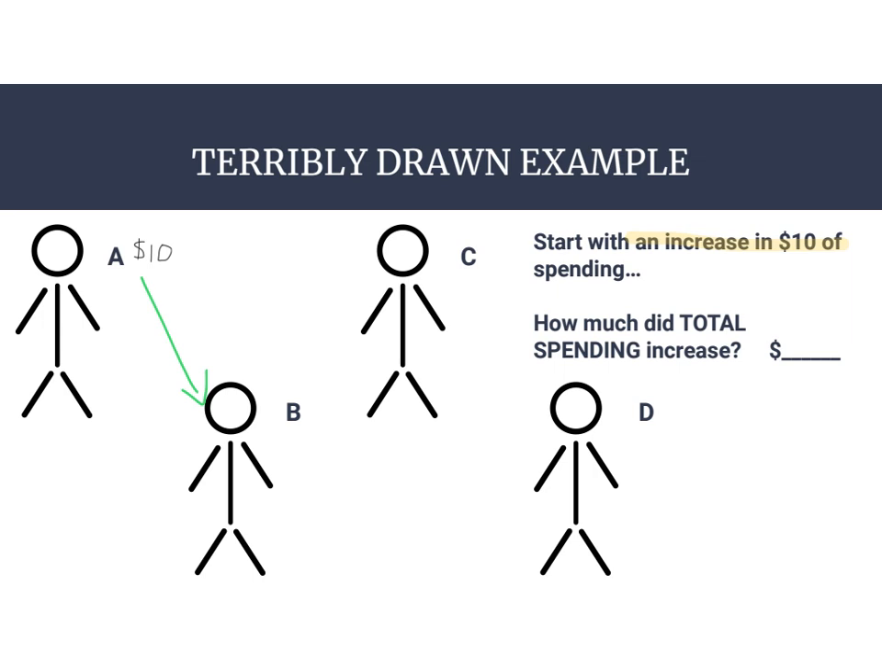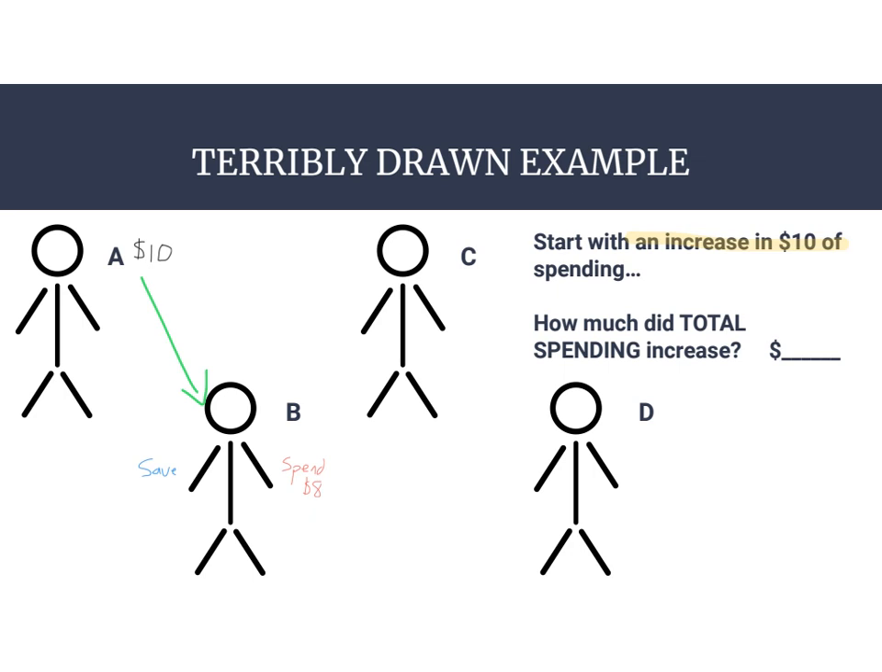$10 of spending, so total spending has increased by $10, and that became $10 of income for person B. Now, person B has a couple of options with this $10. This is just a truth that we're going to come back to in a little bit: you can only do 2 things with money. You can either save it or you can spend it. So person B has $10 in his pocket now, and let's say he's going to spend $8 of it, and he's going to save the remaining 2.